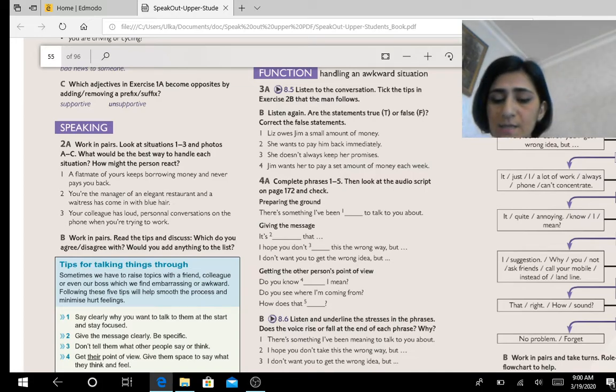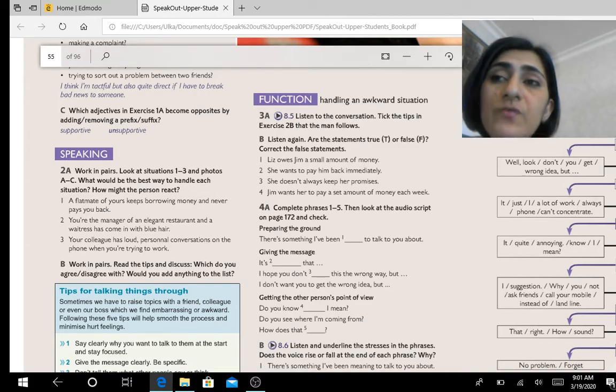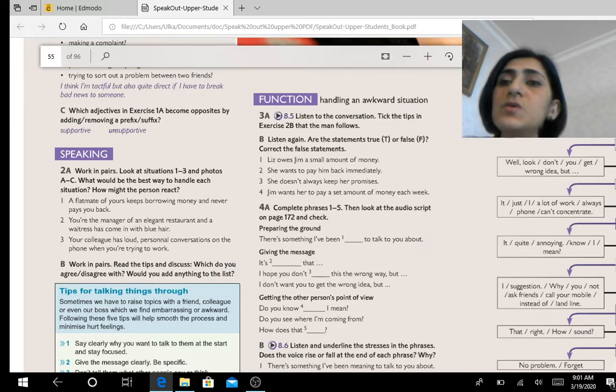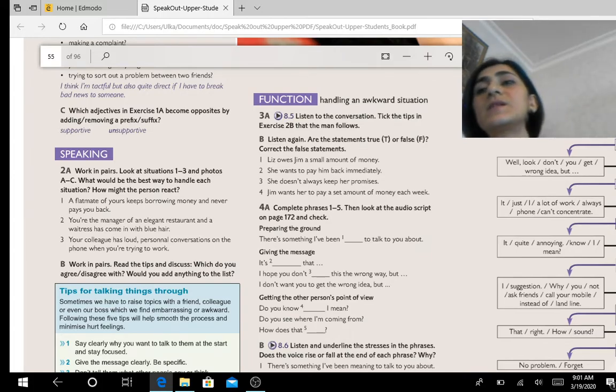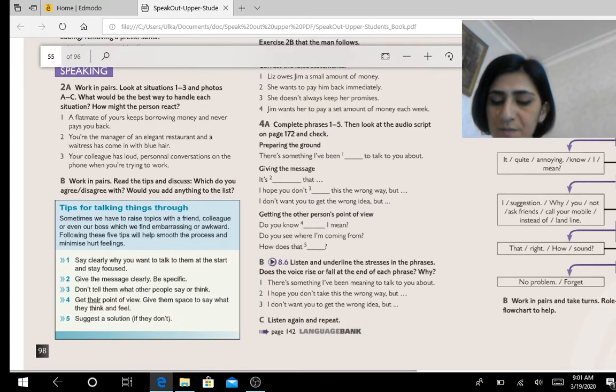So in exercise function 3A, you switch to B after A. You switch to B where you have some statements, 4 statements. While listening, you should find out whether these statements are true or false. So you put your T or F for each statement.